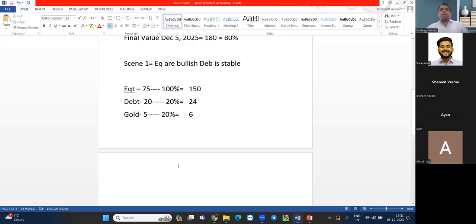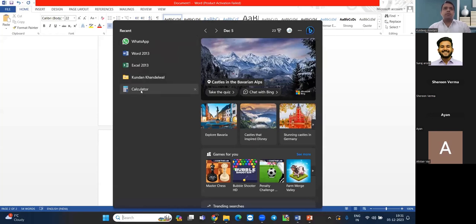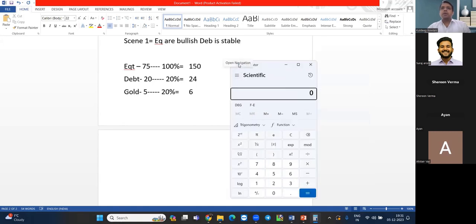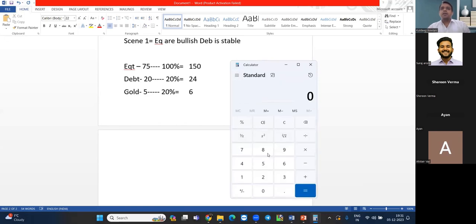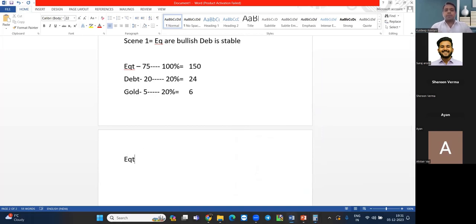Mouse is not working properly. Anyways. So I have 180. What is 75% of 180? I'll open the calculator for you guys, which will help me calculate quickly. Is the calculator visible to everyone? Yes, sir. But why is it scientific? Show standard. So 180 multiplied by 0.75 gives me 135. So my equity allocation should be 135. But as of now, it is how much? It is 150. That means how much do I have to reduce?